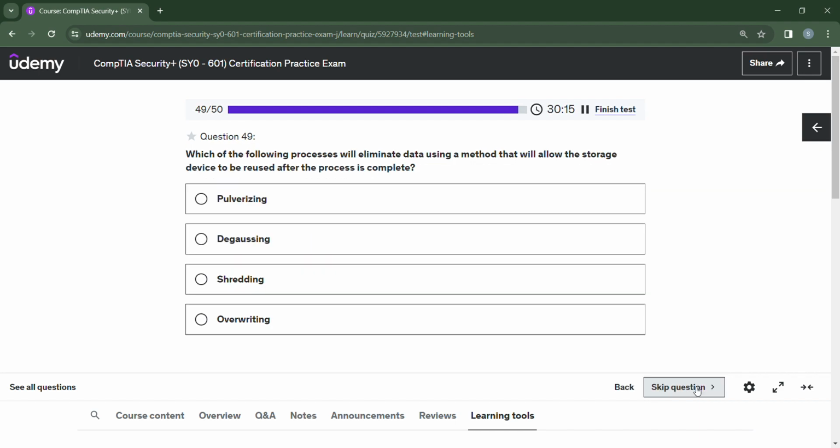The following processes will eliminate data using a method that will allow the storage device to be reused. Overwriting.